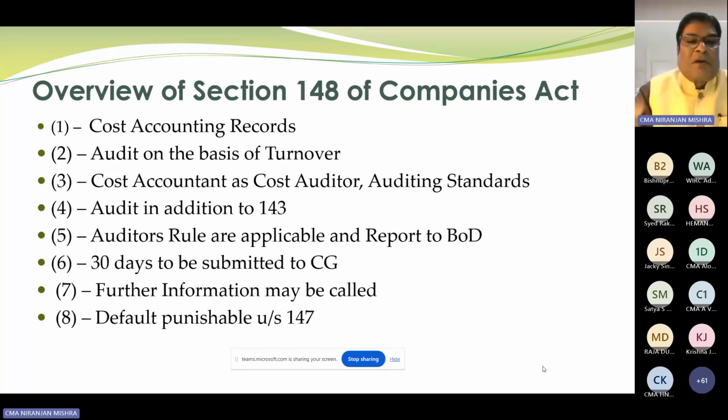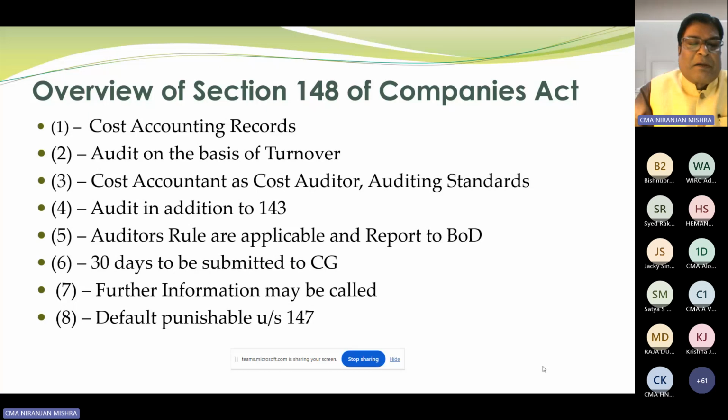Suppose the cost audit is completed, and the auditor submits the report and annexes it to the audit committee. The audit committee will discuss the cost audit report, then forward it to the board of directors. After the board of directors approve it, they will authorize two directors to authenticate the cost audit report. After which it will be filed with the Ministry of Corporate Affairs in XBRL within 30 days from the approval by the board of directors.